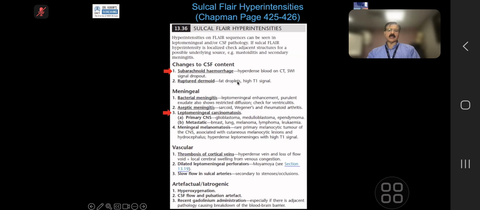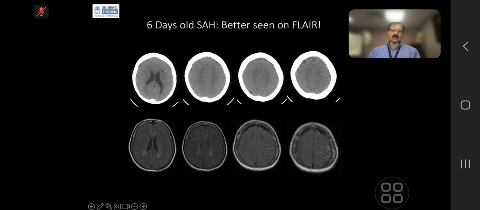But with subarachnoid hemorrhage, there can be hemorrhages which are slightly old, as in 4, 5, 6 days old, not seen on CT scan. Sometimes these patients do not present initially, and I'll give you the concept in the subsequent slides. They might come to you after a few days. Look at this. This is a very good case where you compare, for example, this sulcus on a FLAIR versus this sulcus.